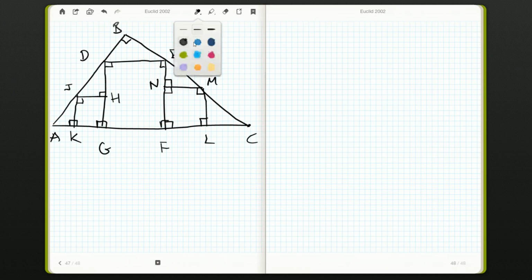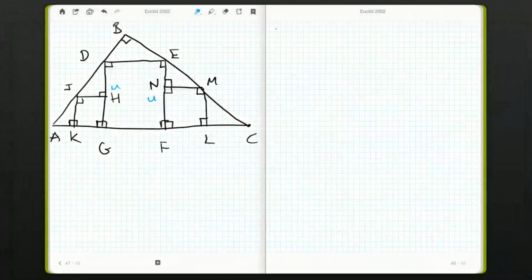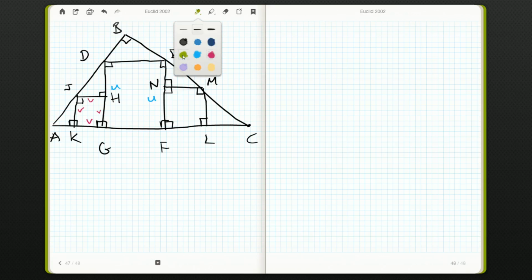Now, we've got a lot of black going on here, so I'm going to label things in, label our lengths right now in blue. So we know the big length is supposed to be U. So there's a U, and there's a U. And then V goes with the JHGK, and W is MLFN. Okay. And they're squares, so all of them are that length. So we'll get some V's here. And some W's. Okay.